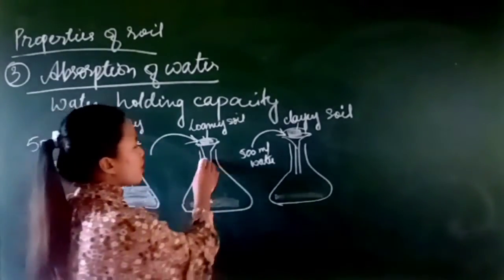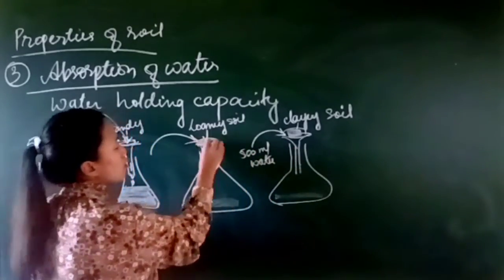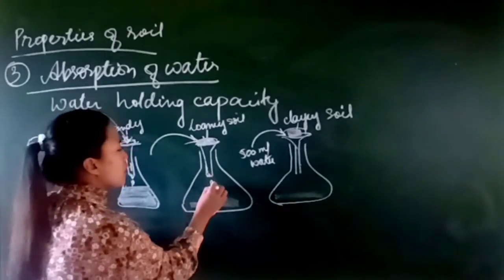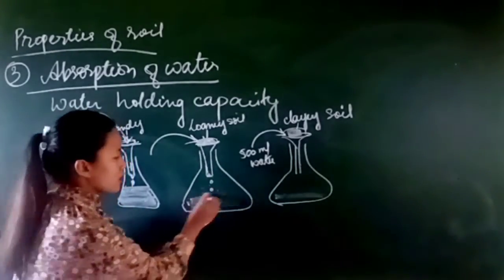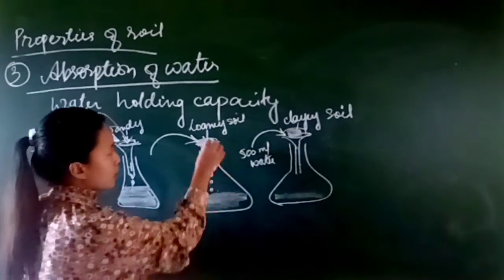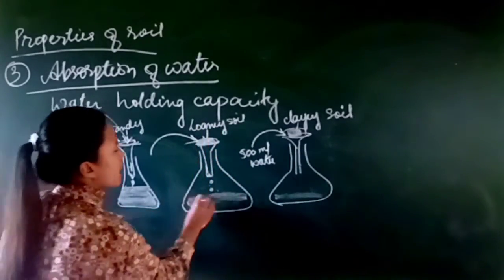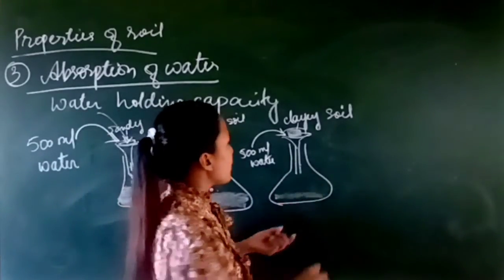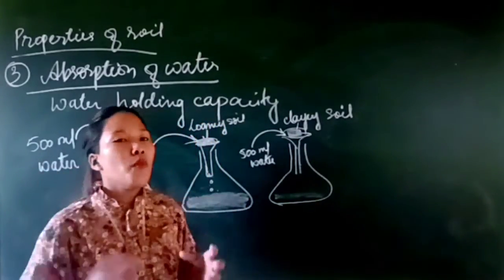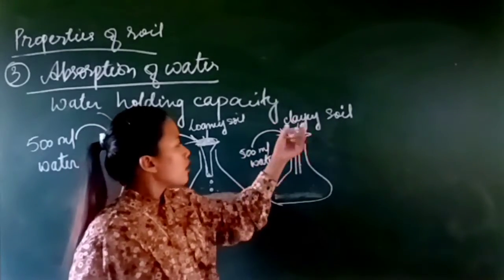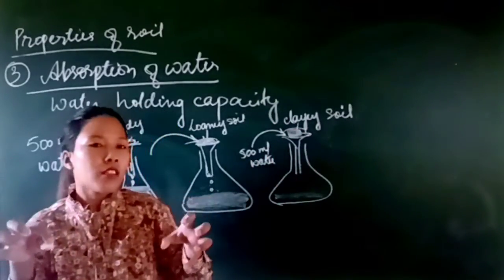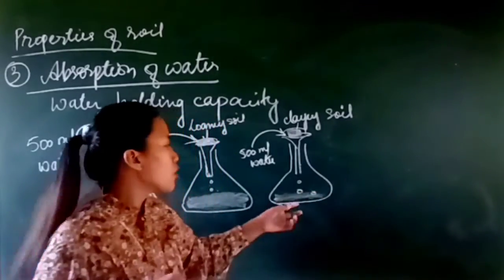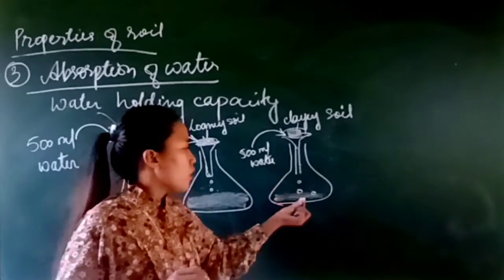Loamy soil can hold some amount of water, so only a few drops will fall down here. Some water will be held by the soil, and some will fall down into the conical flask. Now in the third one, clay soil can hold a lot of water. When you pour water, the clay soil will hold most of it, and only a small amount of water will fall down into this conical flask.